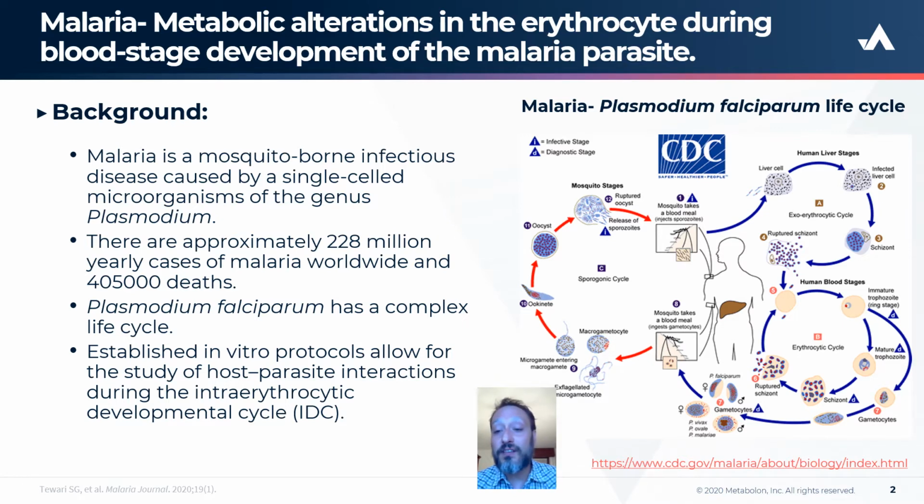As you can see on the image on the right, Plasmodium falciparum has a complex life cycle. In humans, the parasites grow and multiply first in the liver cells and then in the red blood cells. And in the blood, successive broods of parasites grow inside the red blood cells and destroy them, releasing daughter parasites called merozoites that continue the cycle by invading other red blood cells. The blood stage parasites are those that cause the symptoms of malaria.